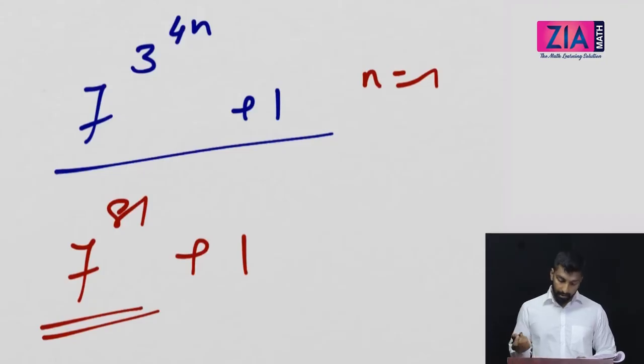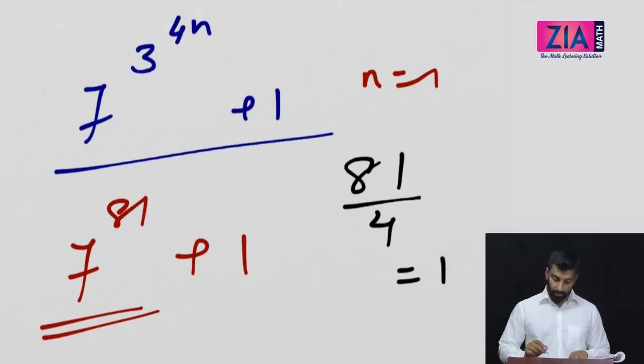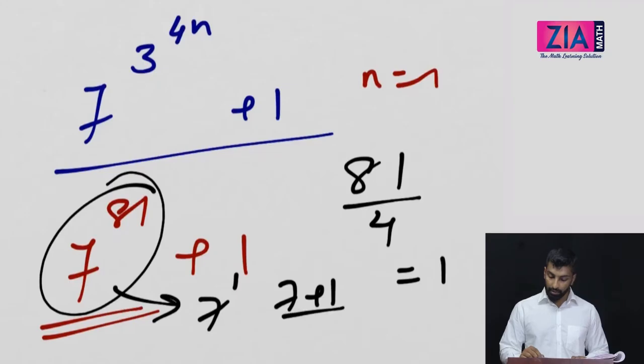Because last digit of number ending in 7 we can solve by using the concept of power cycle of 7, right? So what is power cycle of 7? 4. Oh, the frequency is 4, right? So what we'll do, we'll take out the power 81, divide by 4, see what is the remainder, right? What is the remainder? Remainder is 1. So you'll write 7 raised to 81 as 7 raised to 1. And what is 7 raised to 1? That is nothing but 7. 7 plus 1 is equal to 8.